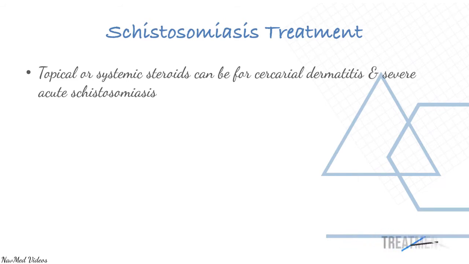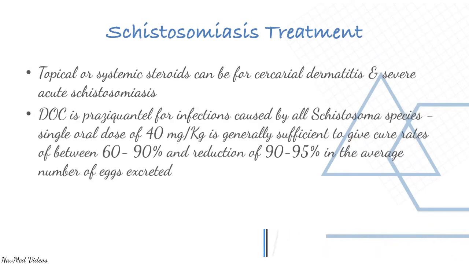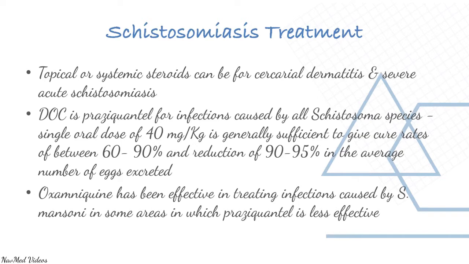Treatment is topical or systemic steroids, which can be used for cercarial dermatitis and severe acute Schistosomiasis. Drug of choice is praziquantel for infections caused by all Schistosoma species. A single oral dose of 40 mg per kg is generally sufficient to give cure rates between 60 to 90% and a reduction of 90 to 95% in the average number of eggs excreted. Oxamniquine has been effective in treating infections caused by Schistosoma mansoni in some areas in which praziquantel is less effective.